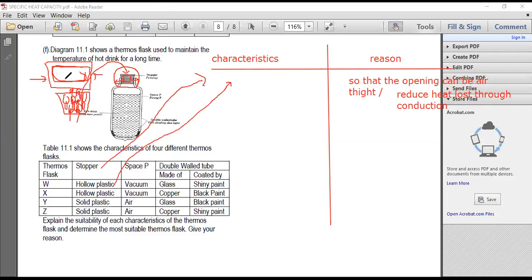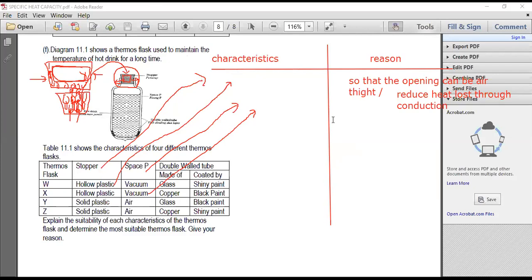If it is hollow, let's say if it is vacuum, so that means for the heat to be transferred out is much more difficult, unless through the side. To transfer to the side, it will be slower. Okay, reduce heat loss through conduction. Okay, now the space between here, right? The two spaces here. So the space P must be vacuum. Okay, vacuum. So space P must be vacuum.